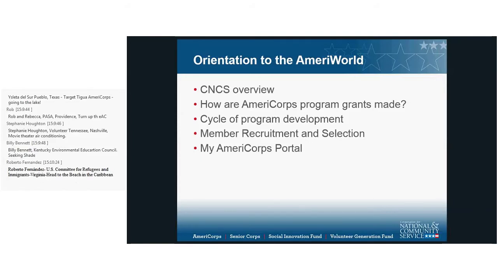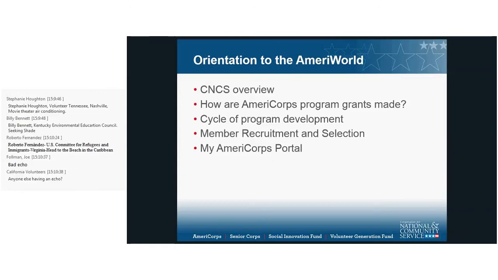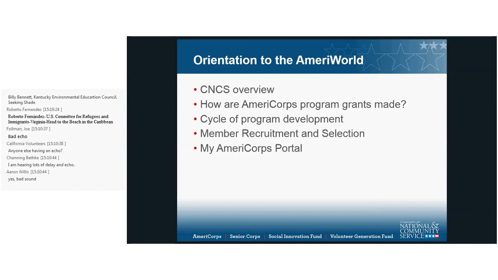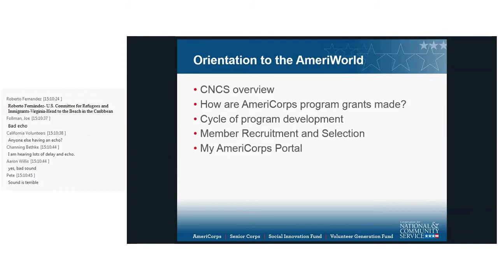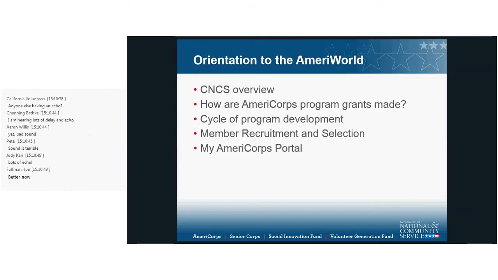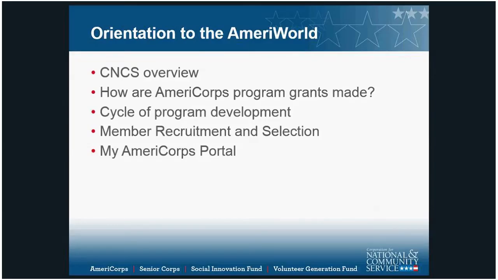Welcome everyone to AmeriCorps World. As part of AmeriCorps World, you are joining a network of about 800 grantees across the country. Together, we're all going to recruit, train, deploy, celebrate, and graduate 70,000 AmeriCorps members over the next program year. Over the course of the next few minutes, we are going to have a CNCS overview, an introduction to some AmeriLingo, aka acronyms that you may hear pretty regularly over the course of your program. We're going to talk about how we all got here today, how AmeriCorps program grants are made, the cycle of AmeriCorps program development, an introduction to member recruitment and selection, as well as a very brief introduction to the My AmeriCorps portal.